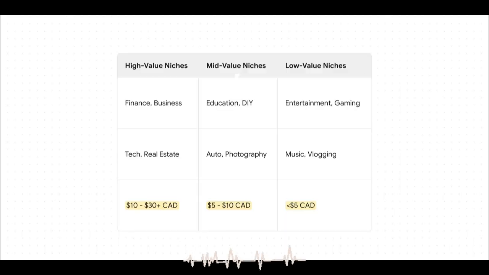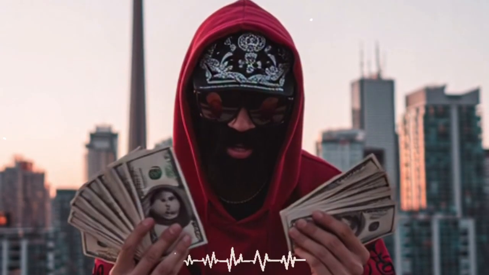Okay, look at this table. Niche is, without a doubt, the single biggest factor, by a mile. An advertiser selling investment software is willing to pay a heck of a lot more to reach an audience on a finance channel than a snack company trying to reach a gaming audience. The difference is just staggering. We're talking a potential RPM of over $30 for finance versus under $5 for entertainment. Same views, completely different paychecks.